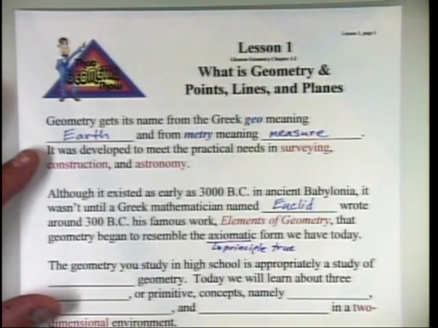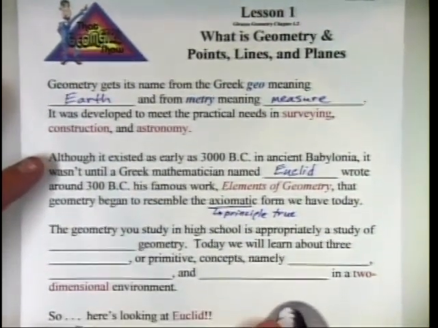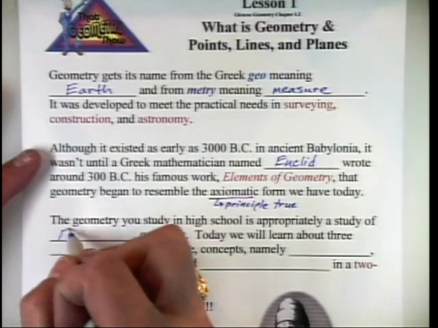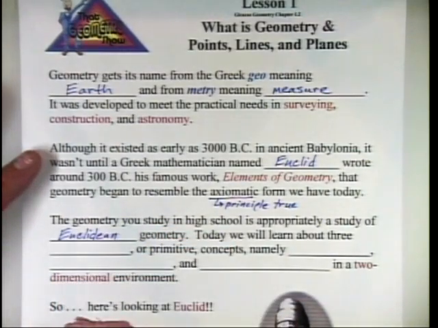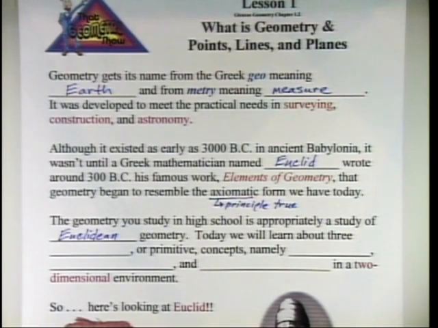So the geometry that we study in high school is appropriately the study of, well, we give him credit, Euclidean geometry. Okay, now basically here's what Euclidean geometry entails. You start with a few undefined or primitive geometric concepts, and we're going to define 3 of those today, and you start with a small set of axioms or these principal truths. And then you proceed to derive all of the geometric results from the past few thousand years through rigorous proof.